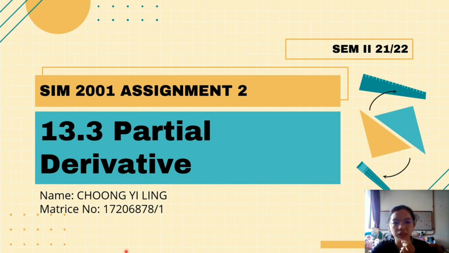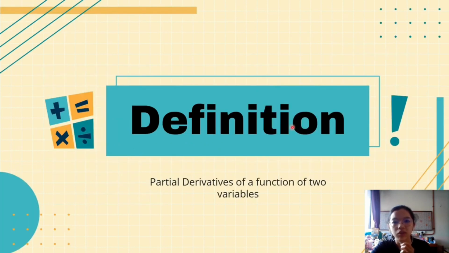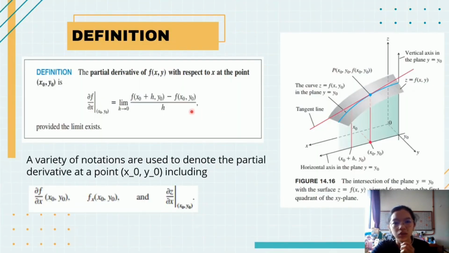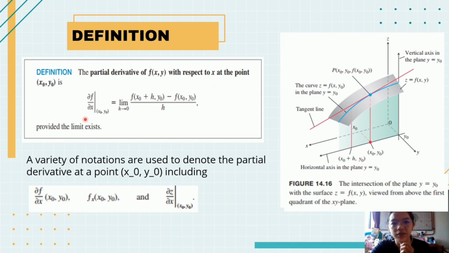So I'll be presenting on 13.3 partial derivative. So let us look at the definition for the partial derivatives of a function of two variables. So the partial derivative of f(x,y) with respect to x at the point (x0, y0) is ∂f/∂x equal to the limit as h approaches 0 of [f(x0 + h, y0) - f(x0, y0)] / h, provided the limit exists.